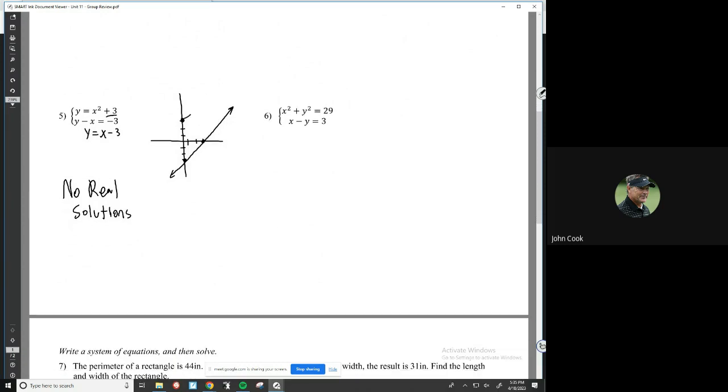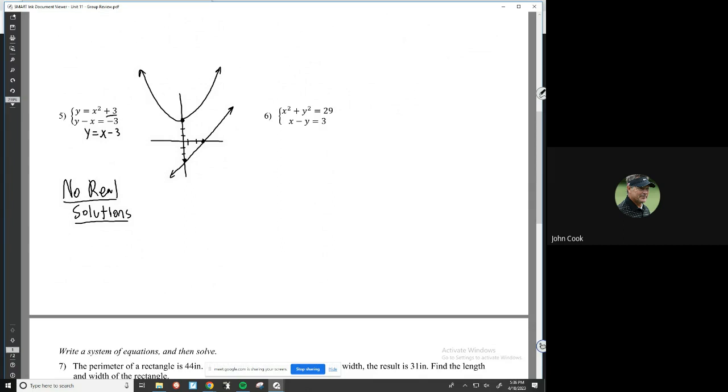So here's what ends up happening. The parabola and the line never meet up. So there are no solutions where these two graphs intersect. There's no intersection point. So that's why that ends up happening.